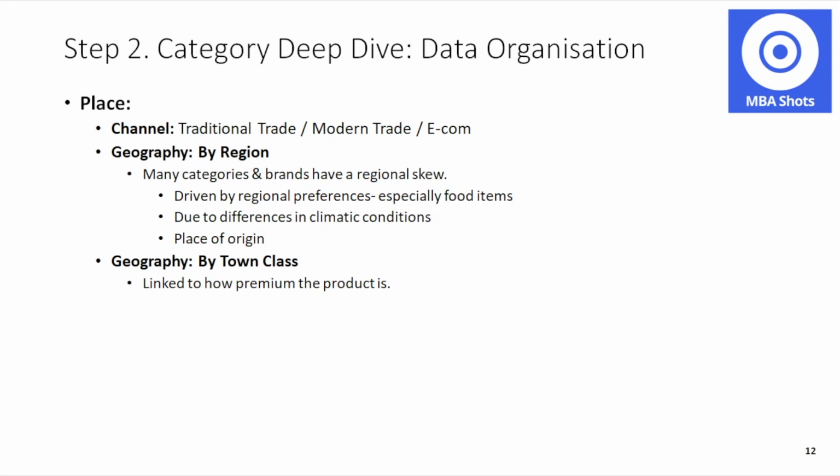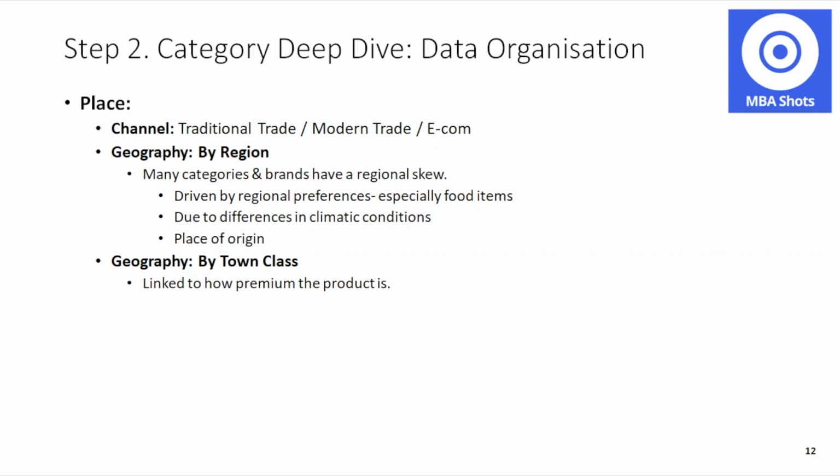Then we talk about geography. Geography has 2 elements. The first one is by region. As many of you would know, there are categories and brands which have a significant regional skew. In many cases, it is driven by regional preferences, especially when it comes to food items. One example that pops to mind is Thumbs Up, the soft drink. What these guys have been able to achieve in Andhra Pradesh and Telangana, where they have upwards of 75% market share, is phenomenal. No other brand in any other region comes even close to these kinds of numbers.